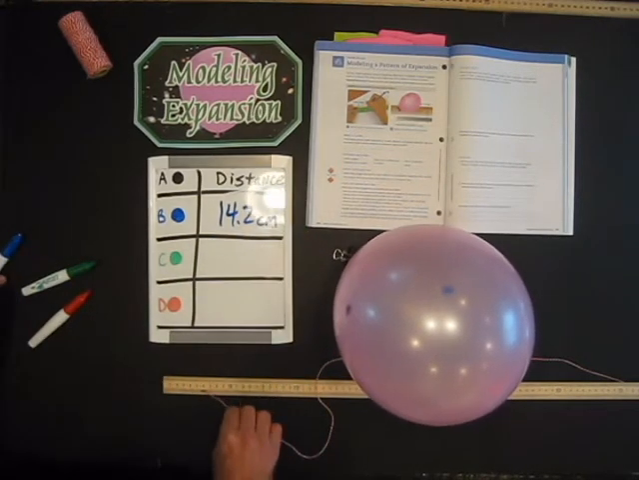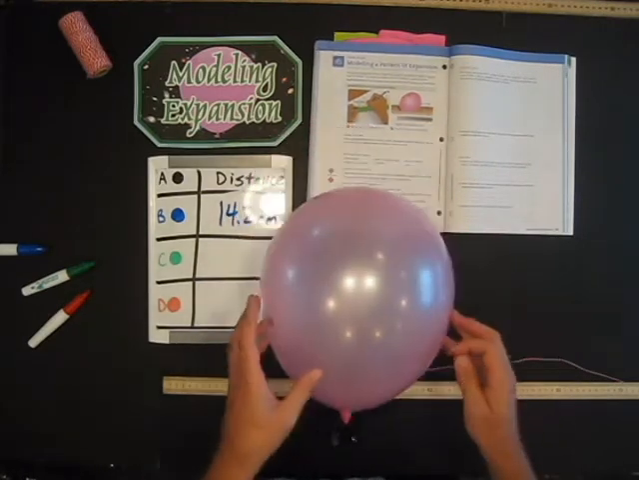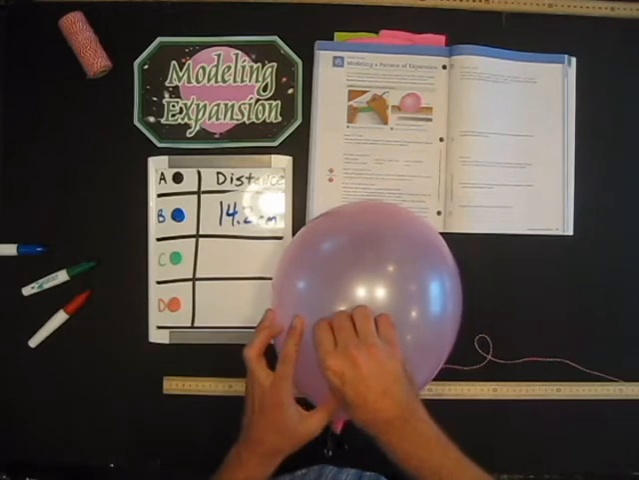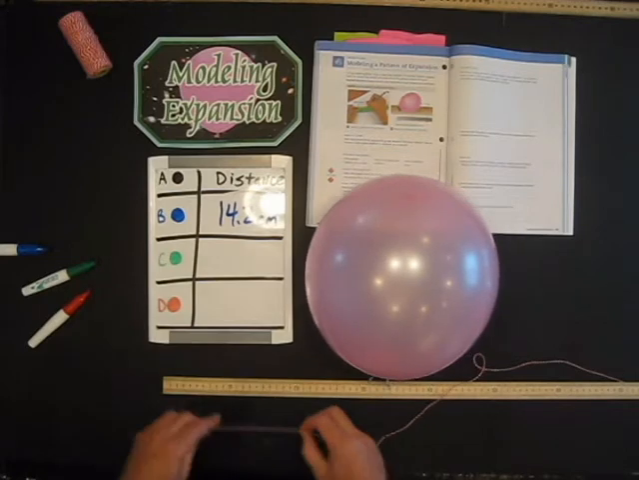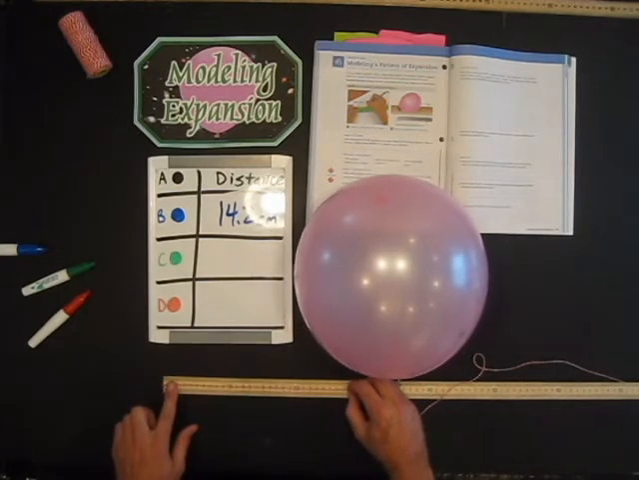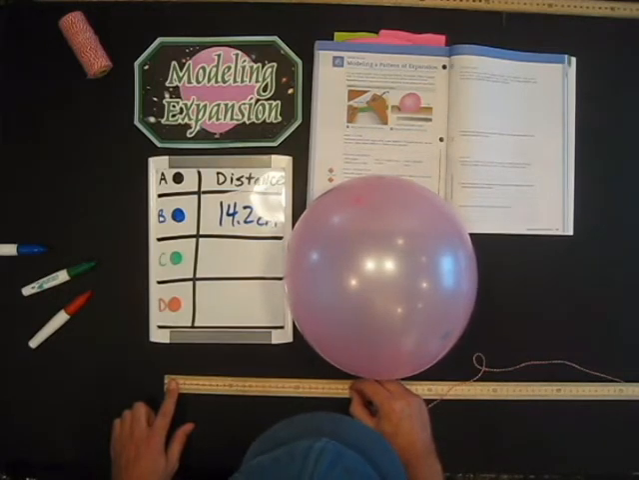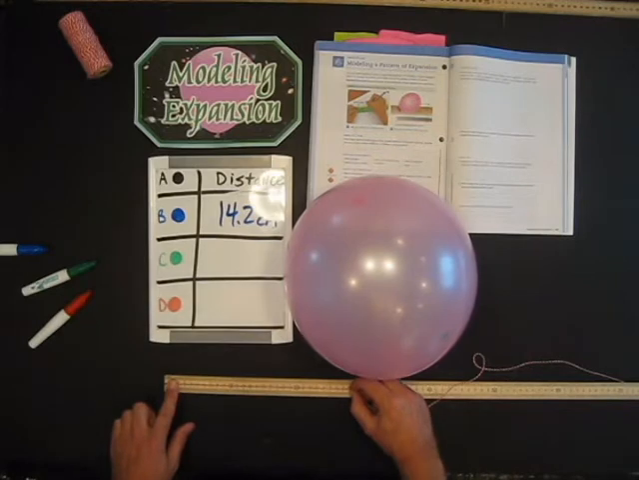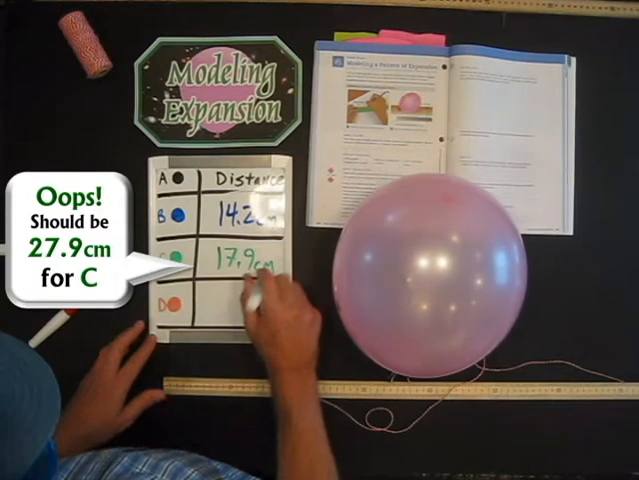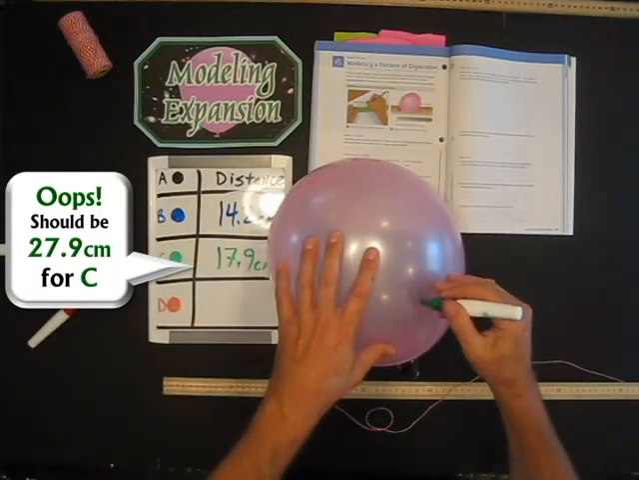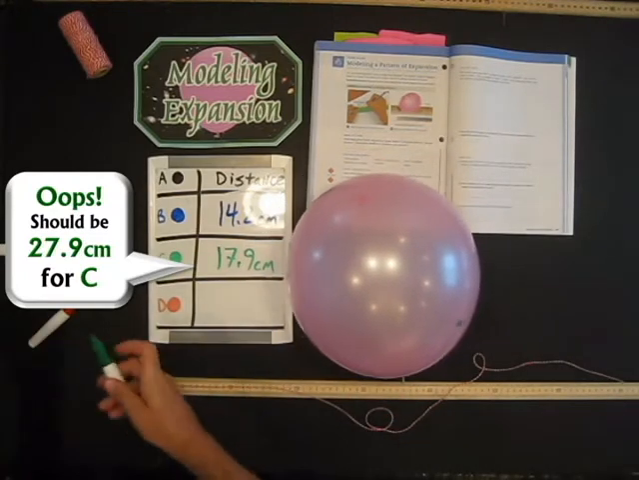Then I want to measure from the black to the green, which is this way. The green is right there. From the black to the green dot gives me 17.9 centimeters. And then you know what I might want to do is that green is fading. I want to maybe darken it a little. Okay, a little bit darker because it's getting harder to see that one.